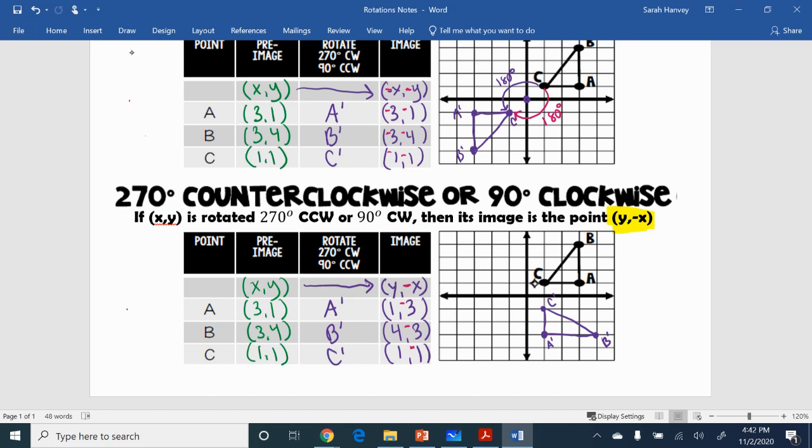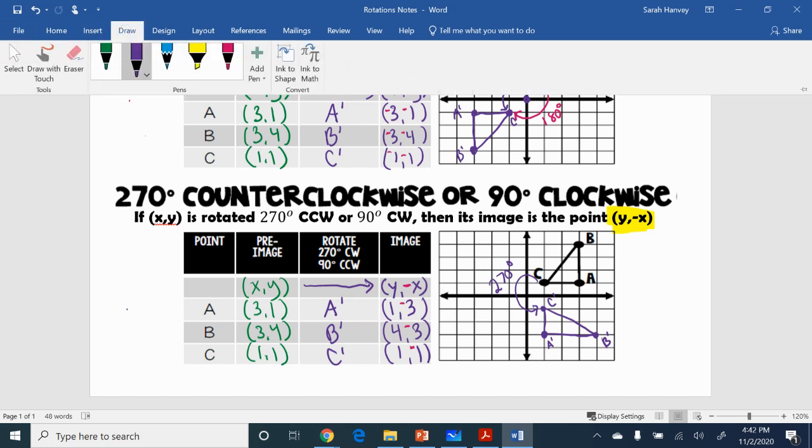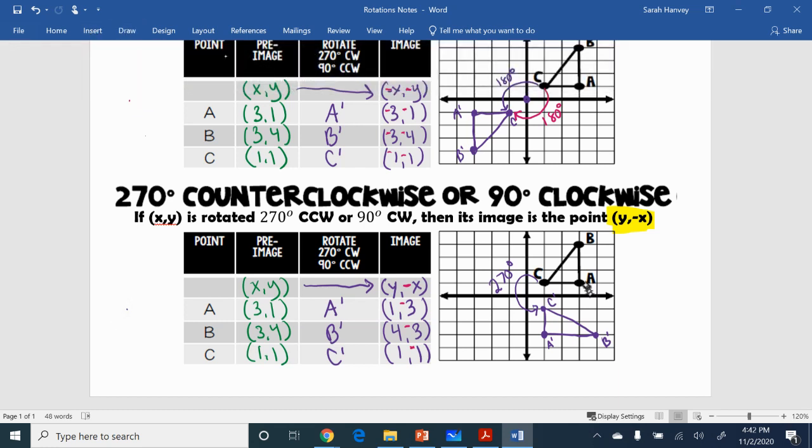All right, so hopefully when you do this, you see that this is going to be 270 degrees counterclockwise. But if you wanted to do it clockwise, so if we took from C to here, clockwise, this would be a 90 degree clockwise.